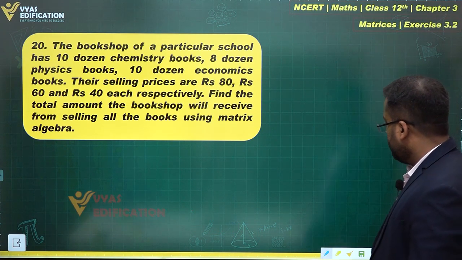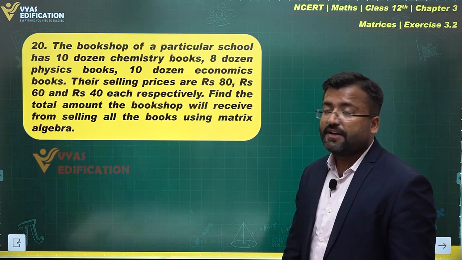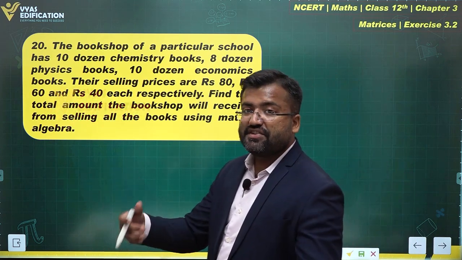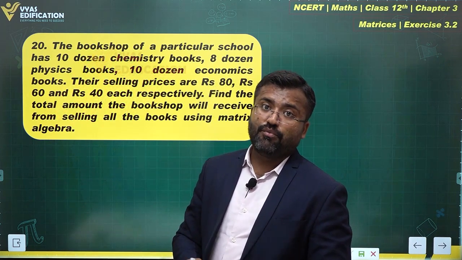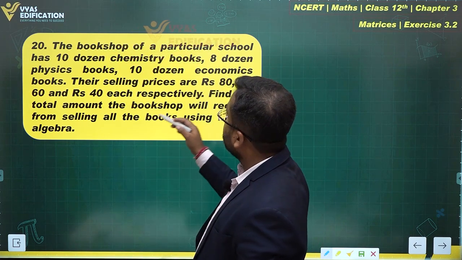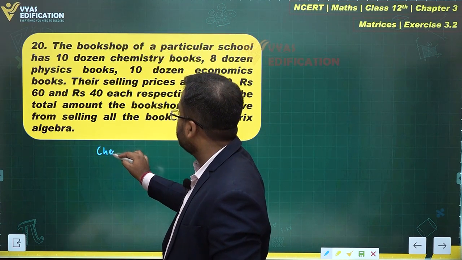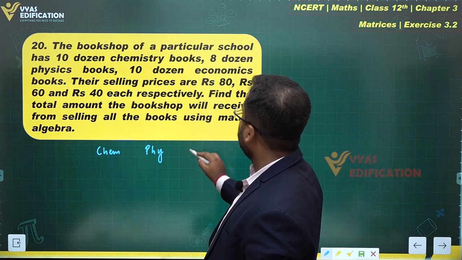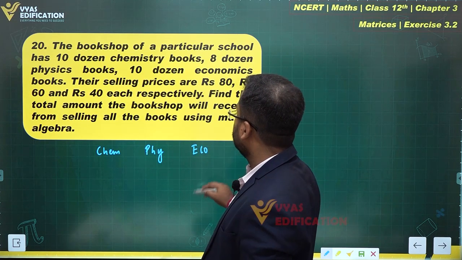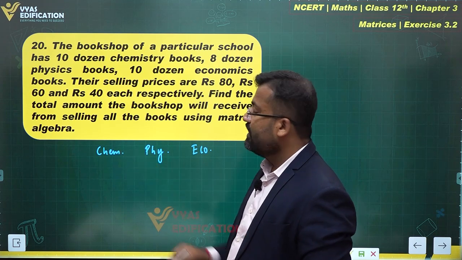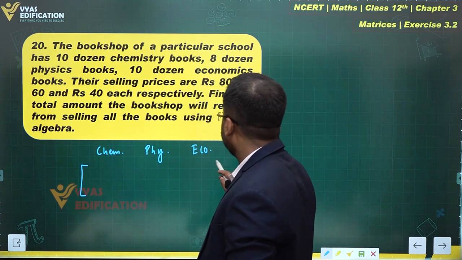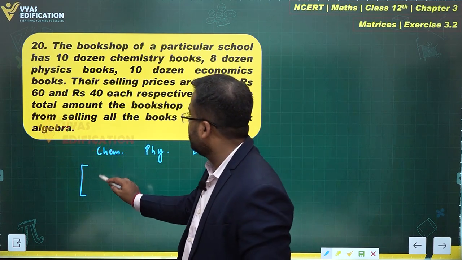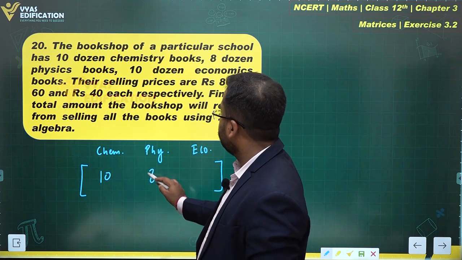So there's only one bookshop, and some number of books are there, and their selling prices are also there. So let's create matrices for representing the number of books. The particular school has 10 dozen chemistry books. We have chemistry books, physics books, and economics books. Let's write in short. And how many books do we have over here? There's only one school. The bookshop has 10 dozen chemistry books, 8 dozen physics books and 10 dozen economics books.